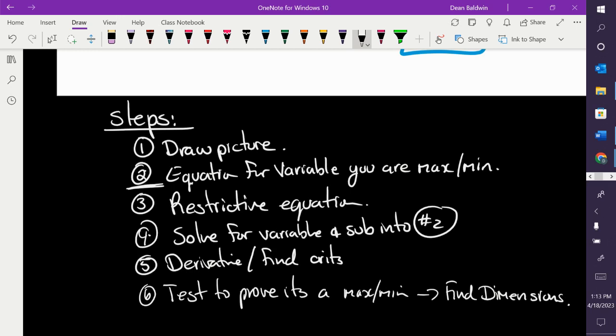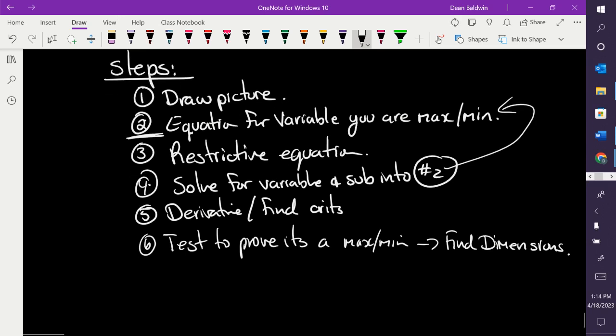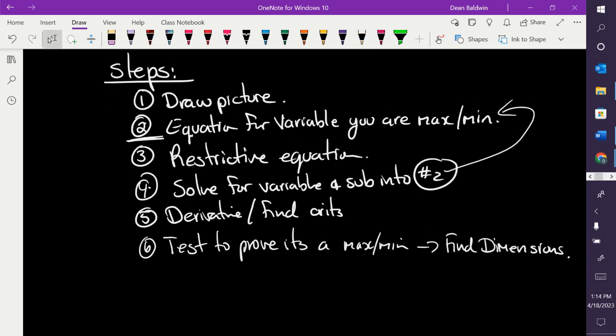Number 4 says solve for variables and sub into equation 2, into this equation right there. All right. How do we feel? Okay. These can get nasty depending on what you're doing. We're starting out with some straightforward ones.